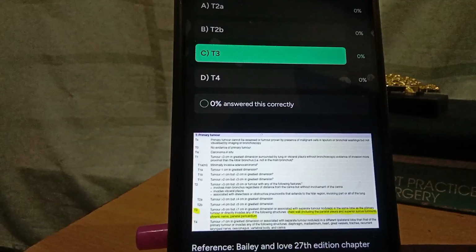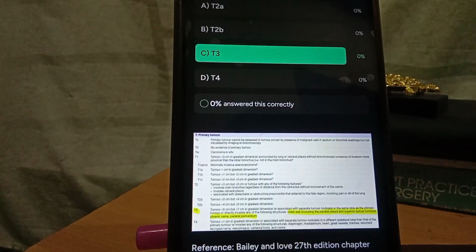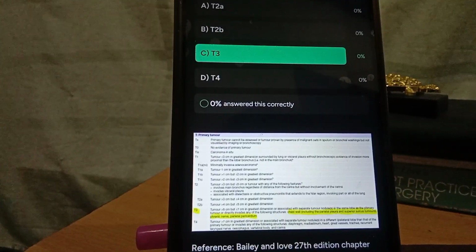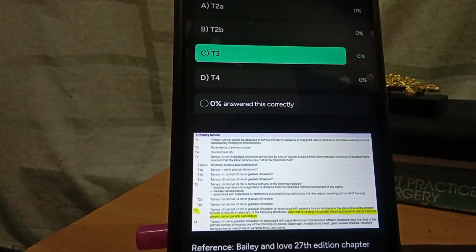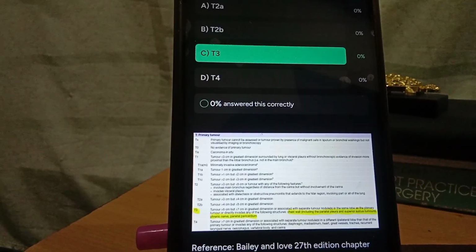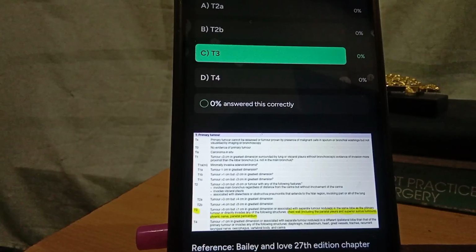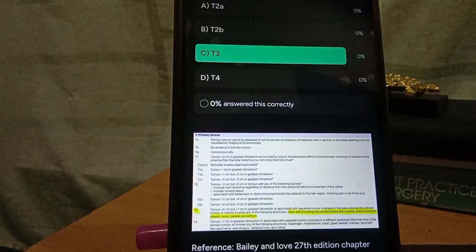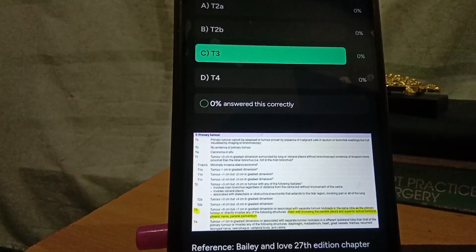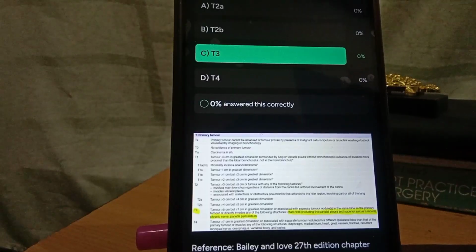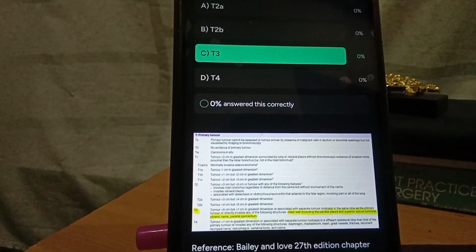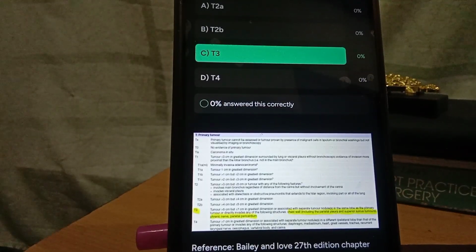Here phrenic nerve is involved. Then chest wall, pleura, including the parietal pleura, superior sulcus tumor, and the parietal pericardium. Then stage 4 is more than 7 cm in greatest dimension, or invades diaphragm. If it invades diaphragm, then it is T4. Diaphragm, mediastinum, heart, great vessels, trachea, recurrent laryngeal nerve, esophagus, vertebral body, and carina. That is stage 4. So next question.